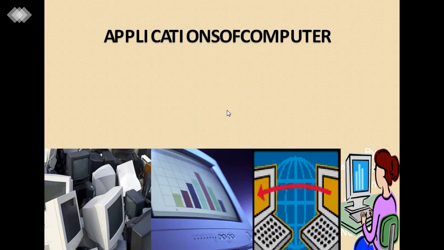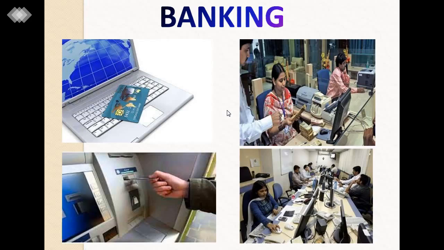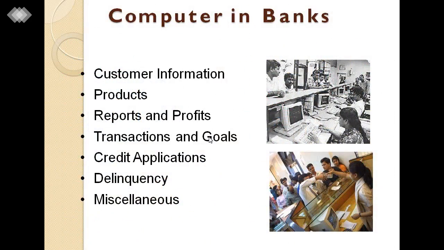Now, applications of computer. First is banking. Here you can understand with this figure how the computer is useful in the banking line. So, computers in banks handle customer information, products, reports and profits, transactions and goals, credit applications, delinquencies and miscellaneous items. These are some applications of computers in banks.